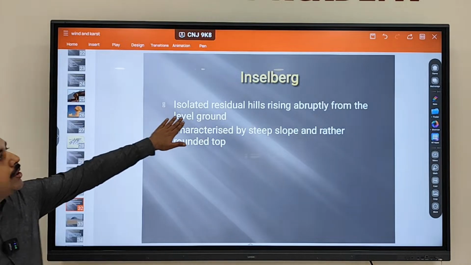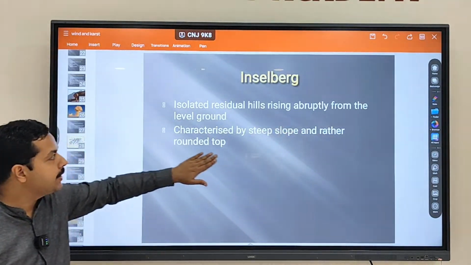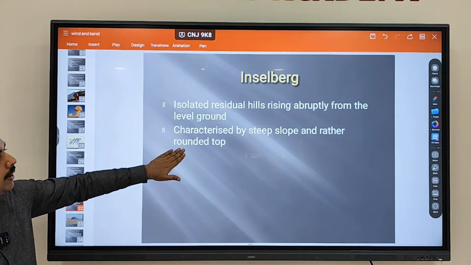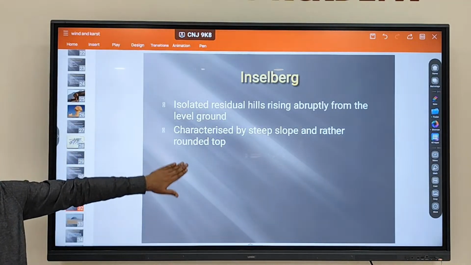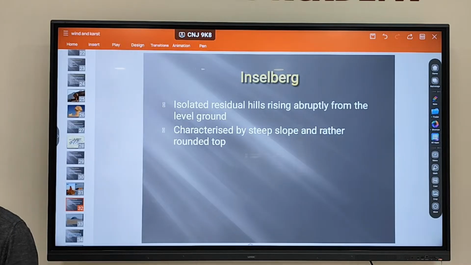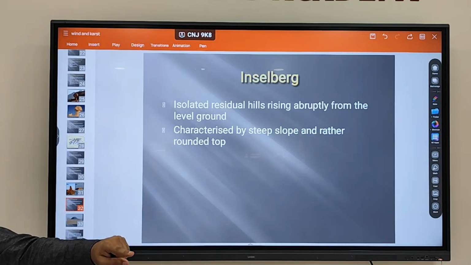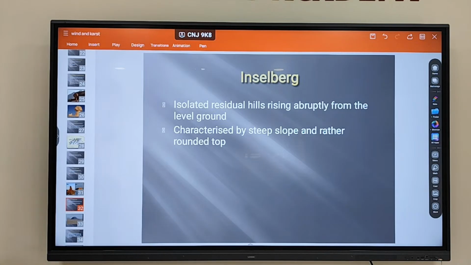So it is an isolated residual hill rising abruptly from the ground. It will have a rounded top, steep slope with a rounded top. That is the characteristic of an Inselberg. Clear? So a flat top, if small flat tops, it is okay, but the bigger flat top is going to be called a Mesa, and a rounded top is going to be called an Inselberg.